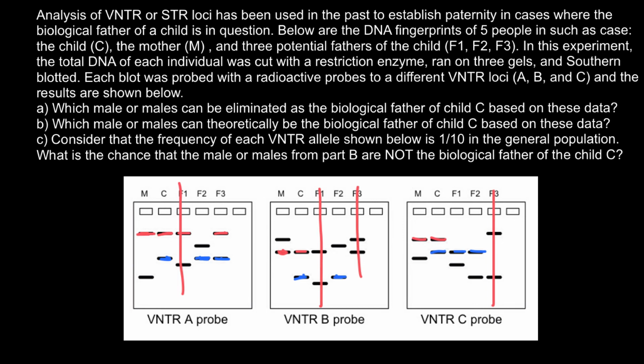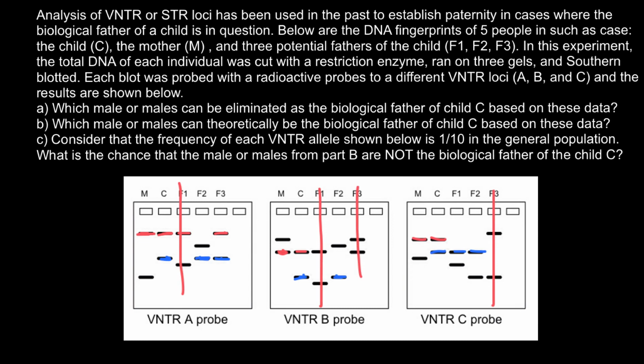Question B, which male or males can theoretically be a biological father of child C based on this data? Only person F2 can be a father of this child because none of the gels eliminated him as a father. He has the same allele for the first locus. One of his alleles for the second locus is also present in his genotype and the child's genotype, and also one of the alleles that he has is present in the child from gel run number 3 for locus number 3.